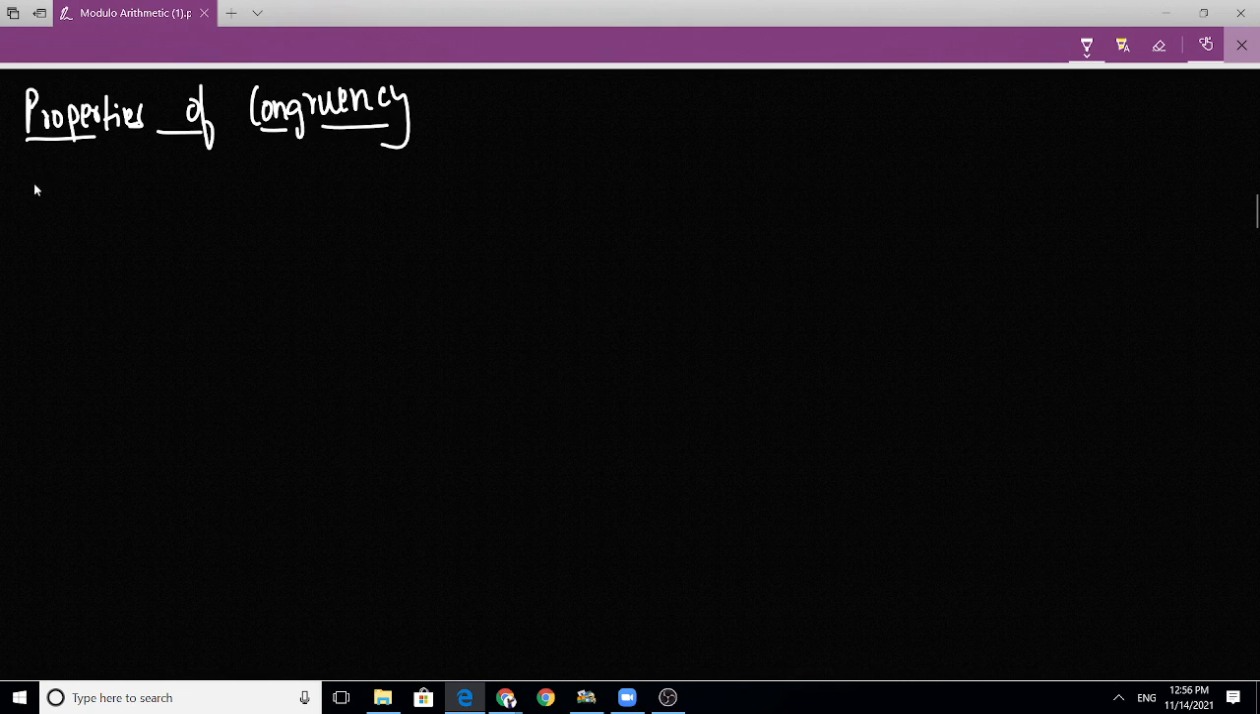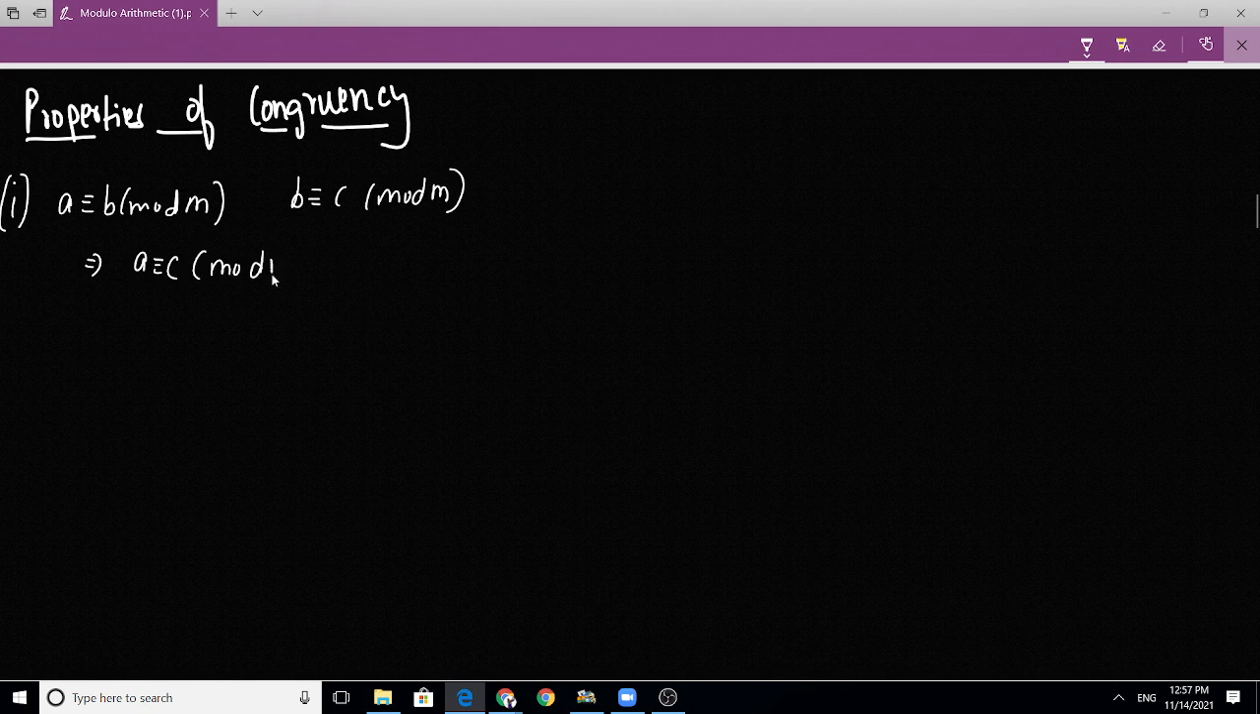So if I have A congruent to B mod M, and I have B congruent to C mod M, then that implies that I can write A congruent to C mod M. First I'm going to tell two proofs. One is visual and one I'm going to write afterwards.